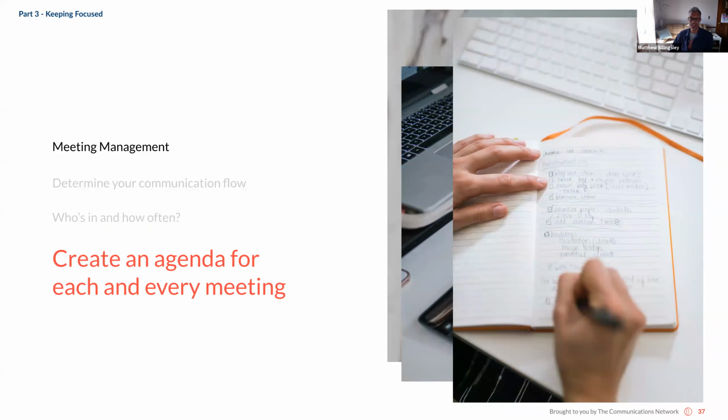Create an agenda for each and every meeting, right? Nothing kills morale and drive more than aimless meetings. We've all been in them. Keep a top line agenda and assign people to drive at various times. Even if it's for 15 minutes, if you need to get really super technical, you can really build out an agenda, to the exact minute.